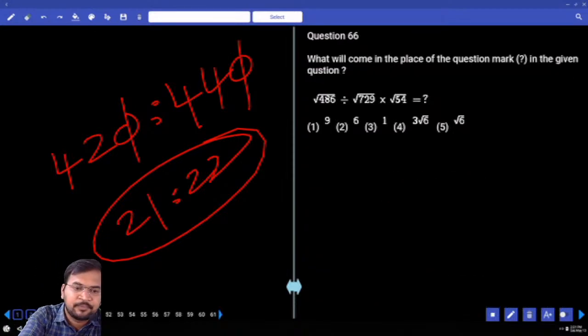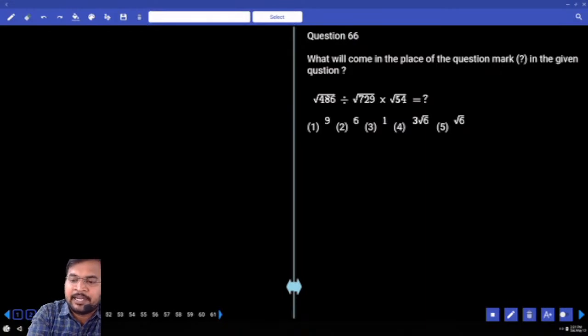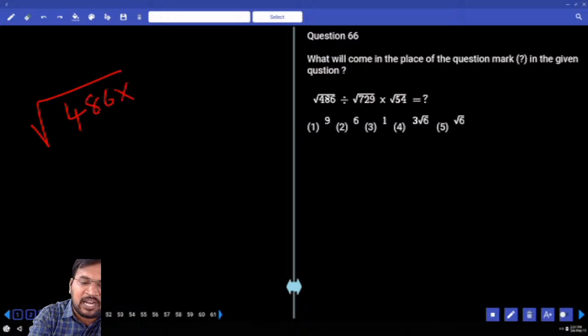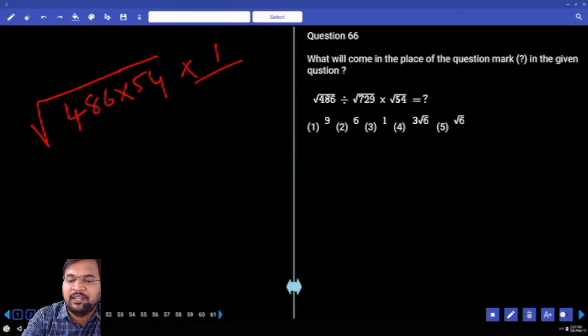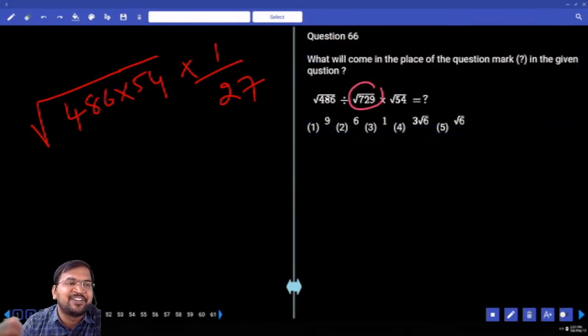Next one, 486 into 54. Can we write it like this? Yes or not? Root A into root B is equal to root of AB. Clear or not? 1 by 27. 729 is 27 squared. Root 54 I am going to write as root A into root B, you can write as root of AB.